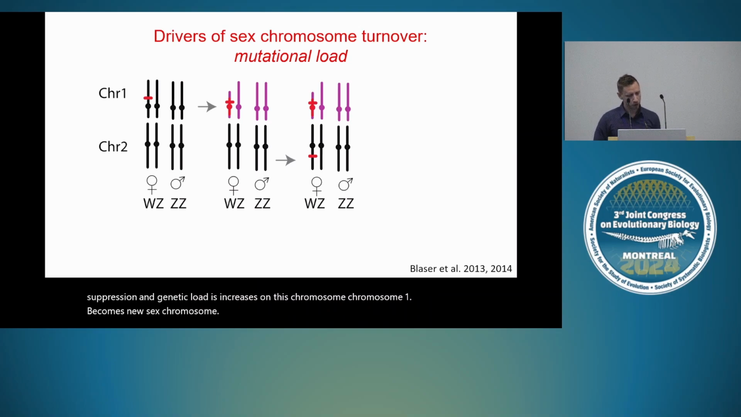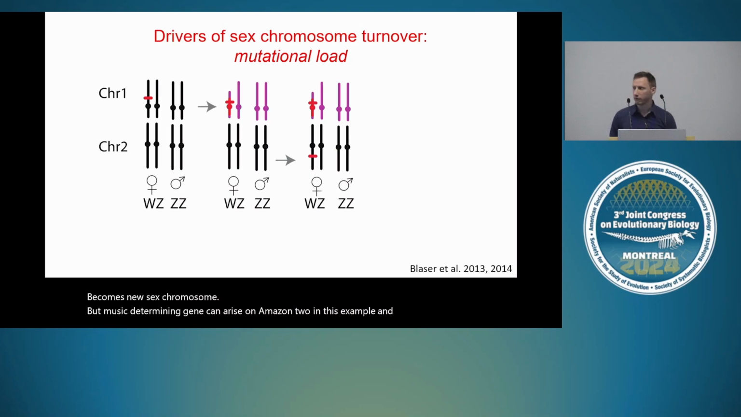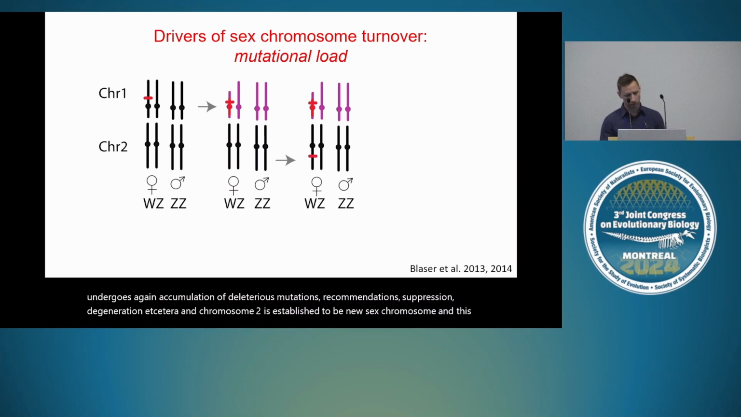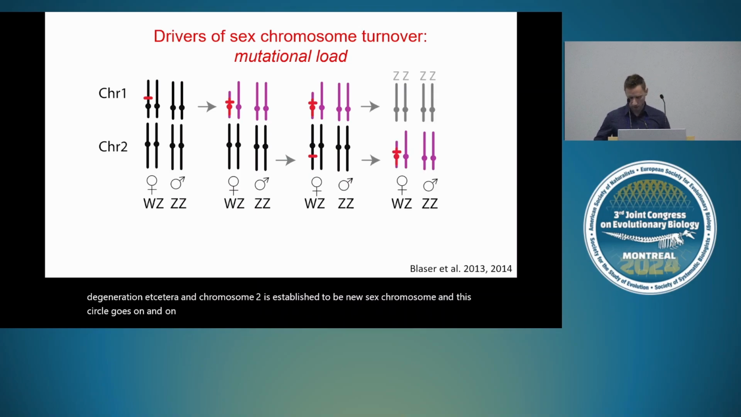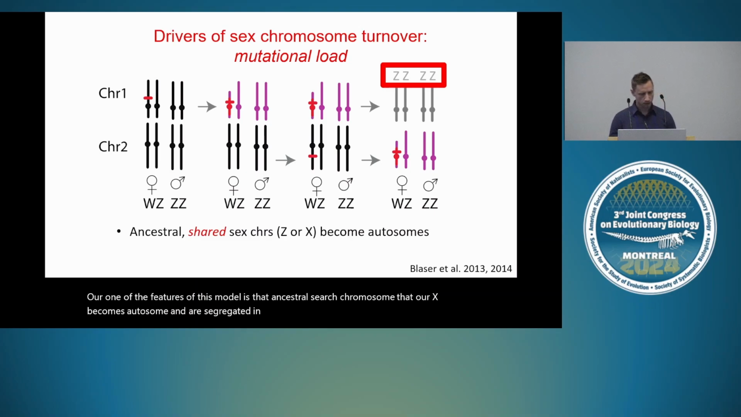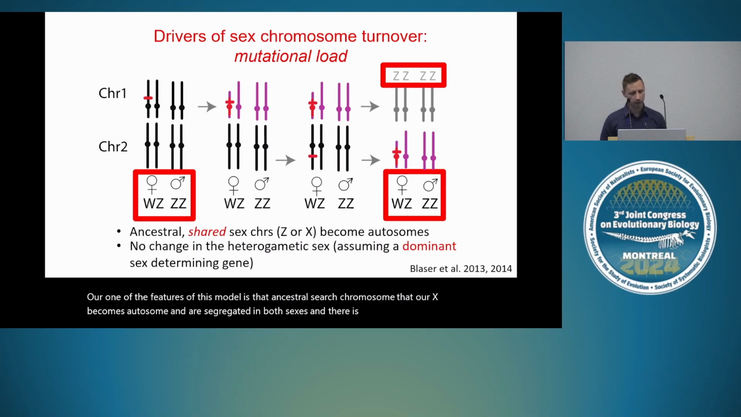But a new sex-determining gene can arise on chromosome 2 in this example, and chromosome 2 undergoes, again, accumulation of deleterious mutations, recombination suppression, degeneration, etc. And chromosome 2 is established to be new sex chromosome, and this circle goes on and on again. So one of the features of this model is that ancestral shared sex chromosome Z or X becomes autosome and is segregated in both sexes, and there is no change in heterogametic sex.